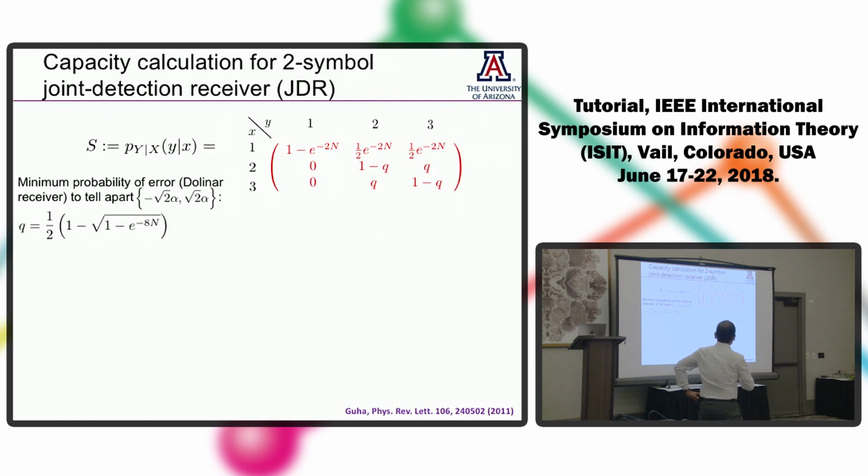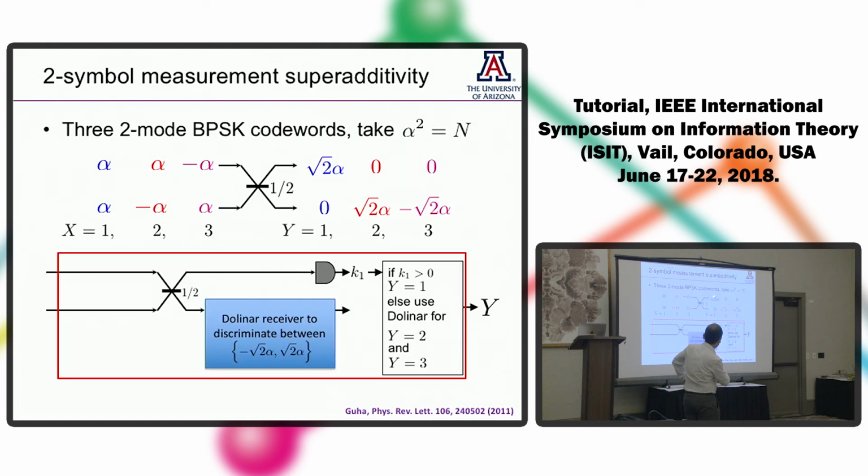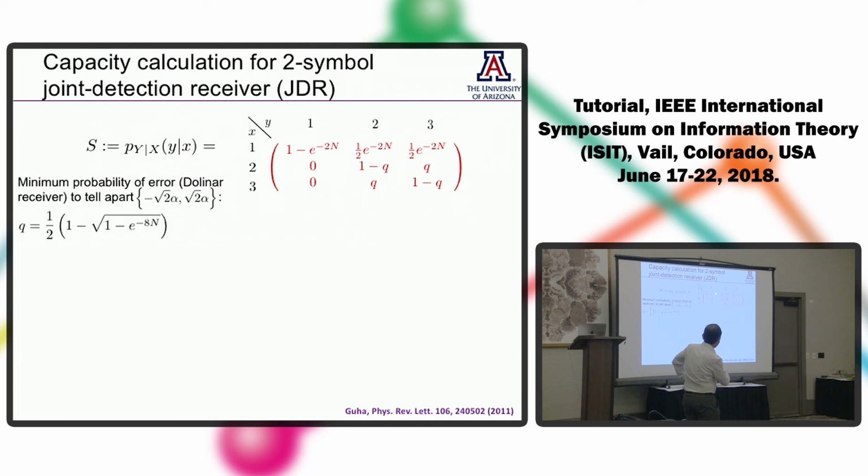If you do that calculation, you would get a transition matrix that looks like this. 1 minus e to the minus 2n is the probability that you will get a click if the first hypothesis was sent, this hypothesis. And if you get that click, you will know that for sure. You will never make an error. If you don't get a click on that one, you will turn on a Dolinar receiver. And this is the crossover matrix. This is the transition probability matrix of the Dolinar receiver you will get to discriminate between square root of 2 alpha and minus square root of 2 alpha, and q is equal to that.